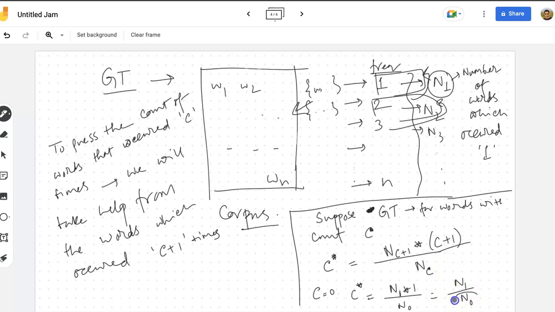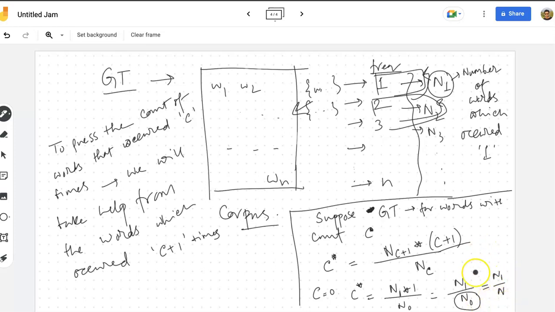But how will you know if the word has not occurred in your corpus previously? So how will you know the N0? What does this N0 suggest? According to this formula, it is the number of words which occurred 0 times. But if the word has not occurred previously, how will you get this count? For that, if you see in the lecture, there is an assumption that for N0 we can replace it with N.